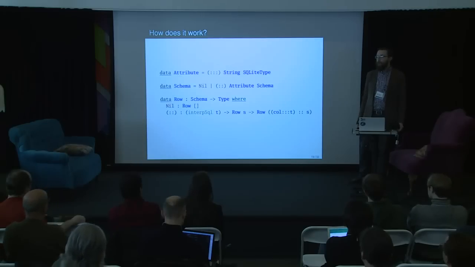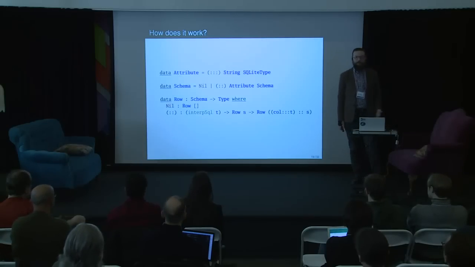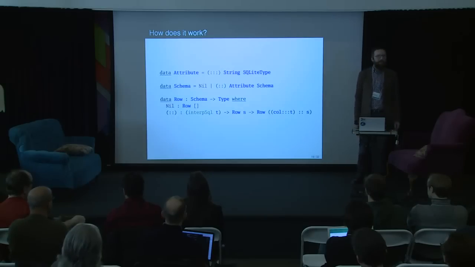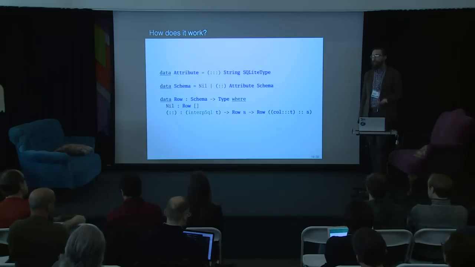Then a row can be defined as a type that depends on a particular schema. So here's where we get some more fun dependent types in here. So we see that the data type row is actually sort of a family of data types. So for every particular schema, there's a type of rows in that schema. So inside of the empty schema, we have the empty row, nil.